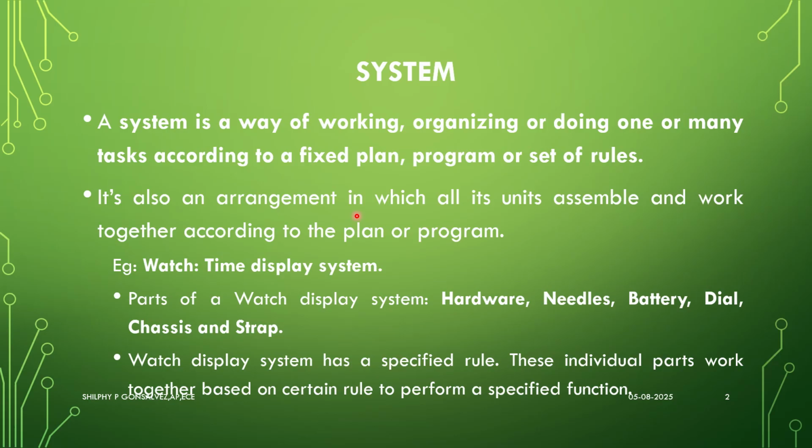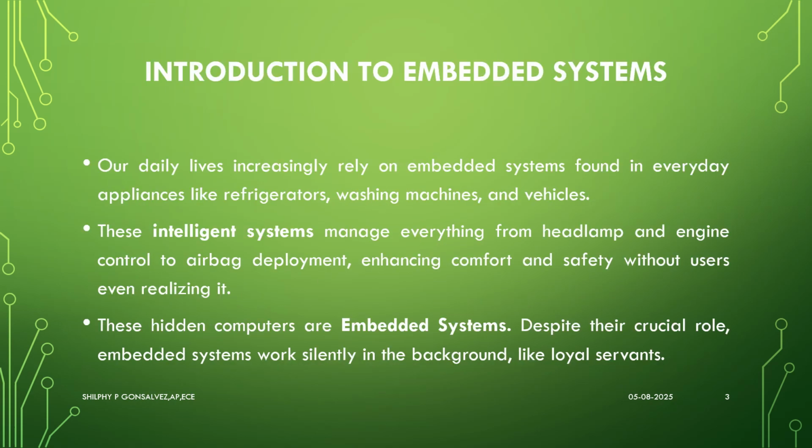Consider the case of a time display system. We are all using a watch, right? So what does this watch do? It displays the time, right? So we know the components of a watch include hardware, needles, battery, dial, chassis and strap. And this whole watch display system has a specified role, right? And these individual parts work together based on certain rules in order to perform a specified function.